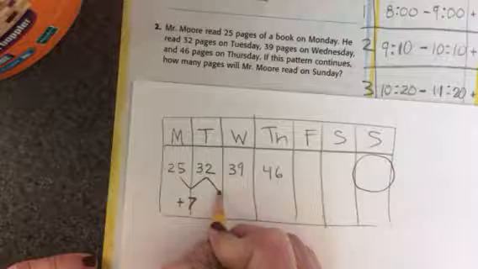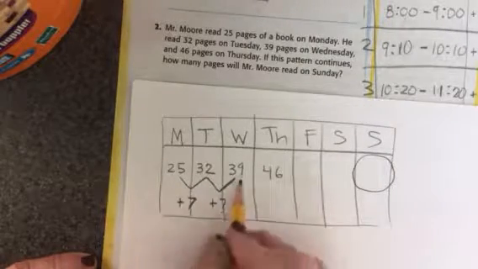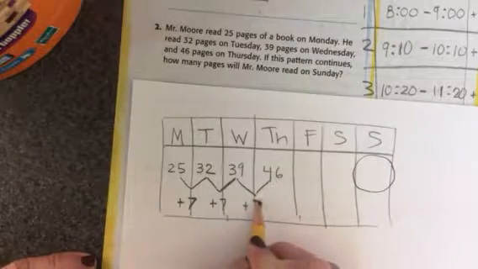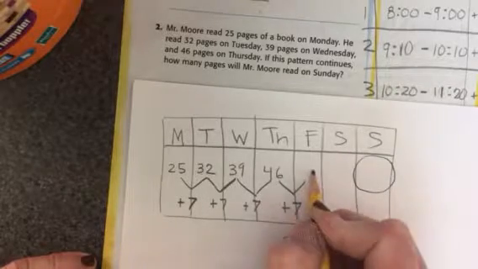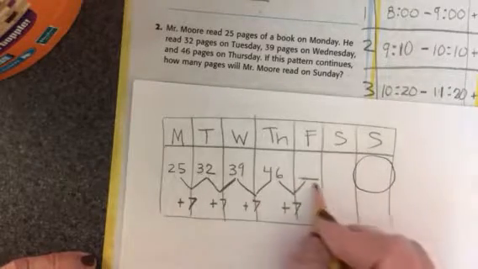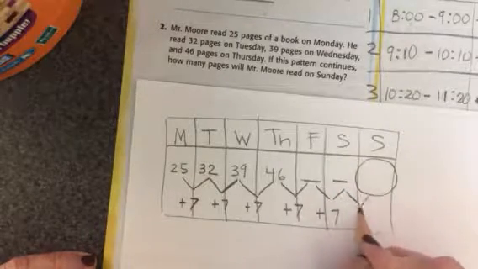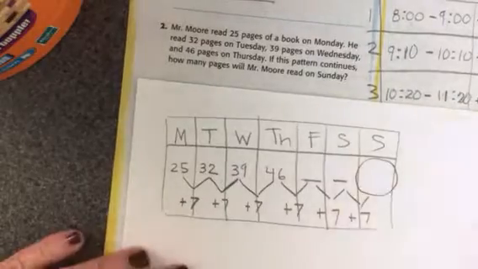So now when I go from 32 to 39, oh yeah, if I plus 7, 32 plus 7 will be 39. So now I'll do the same thing. I'll plus 7, and then I'll add 7 again to get this answer. Then I'll add 7 again to get this answer, and then I'll add 7 again to get the answer that goes here.